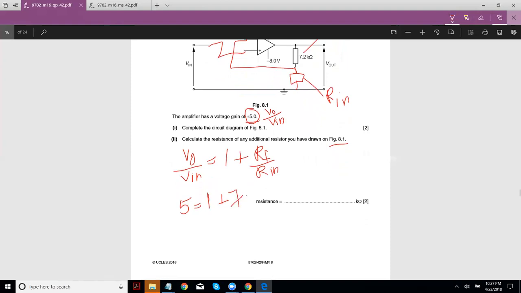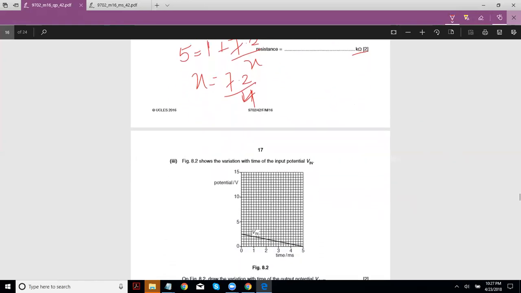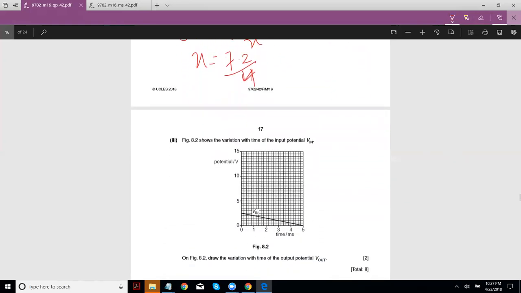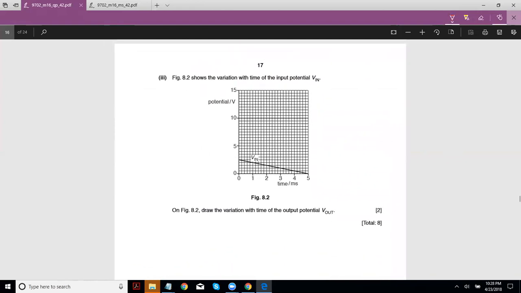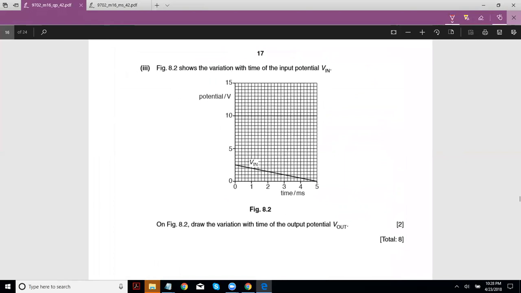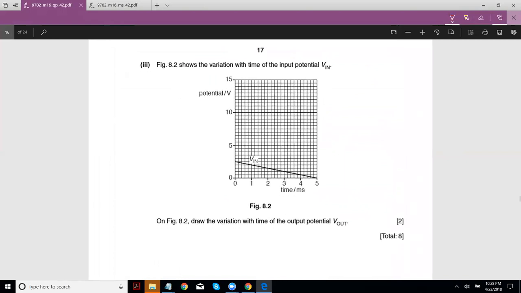So you have 7.2, and I'm not converting this because they also want it in kilo ohms, upon X. So then you have 4, you have X is equal to 7.2 upon 4. And you just add whatever value you get. So yeah, so figure 8.2 shows the variation with time of input potential V in. On figure 8.2, draw the variation with time of the output potential V out.